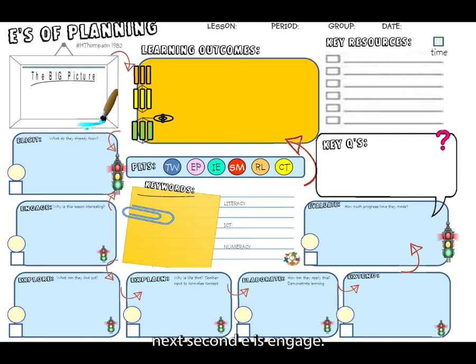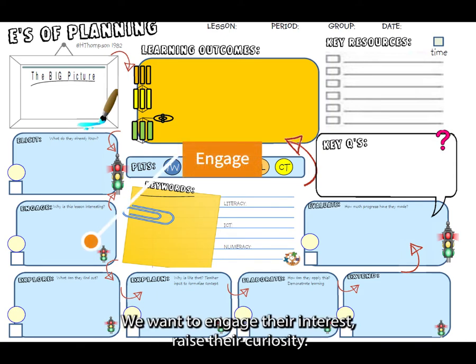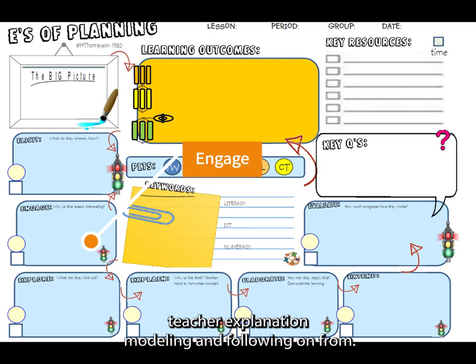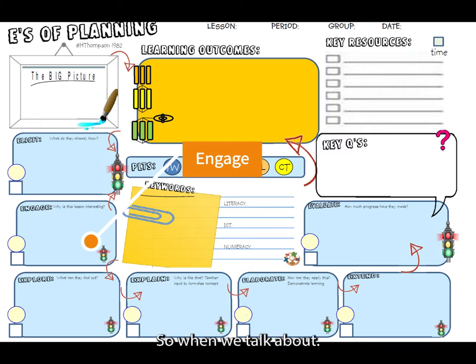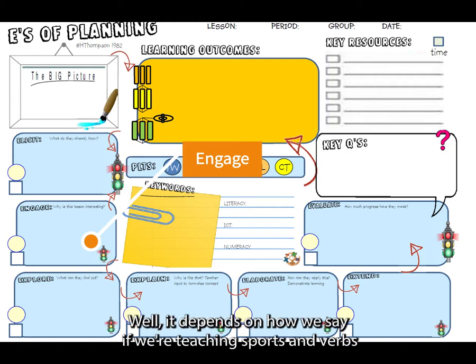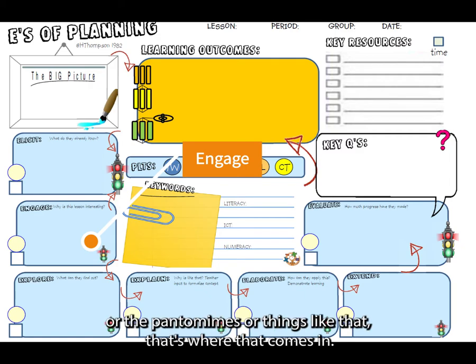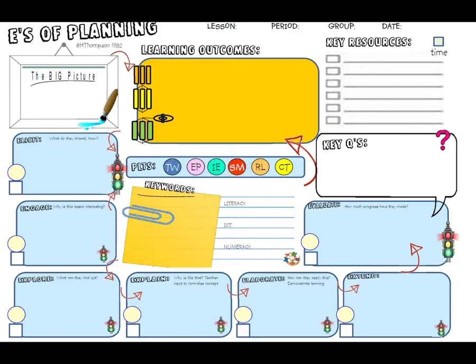The next step, so we have elicit. Next, the second E is engage. We want to engage their interest, raise their curiosity. And we're going to introduce the new learning through teacher explanation, modeling, and following, we're going to basically make them interested. If we're teaching sports and action verbs, this is where the fun videos come in, or the fun actions, or the pantomimes, or things like that. That's where that comes in.